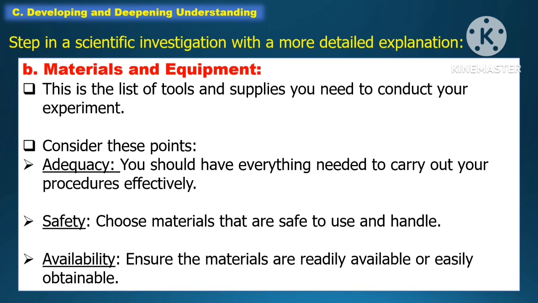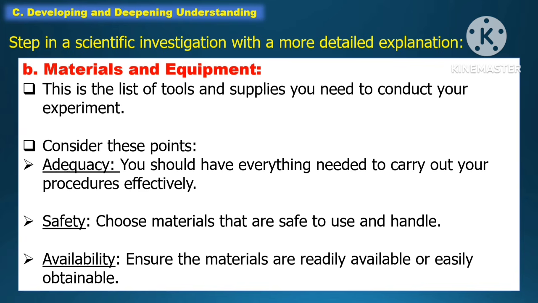Another step in scientific investigation is the materials and the equipment. This is the list of tools and supplies you need to conduct your experiment. The following are the things you need to consider. The first one is the adequacy. You should have everything needed to carry out your procedures effectively.